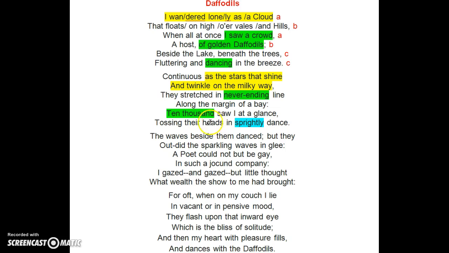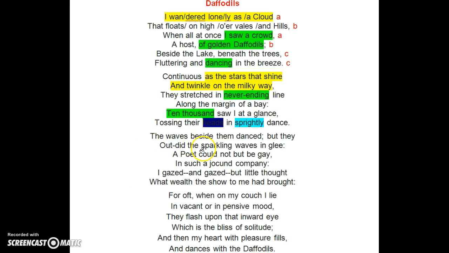The heads of the daffodils are the part of the flower with the petals. It is larger and heavier than the stem, and so it bobs in a breeze.